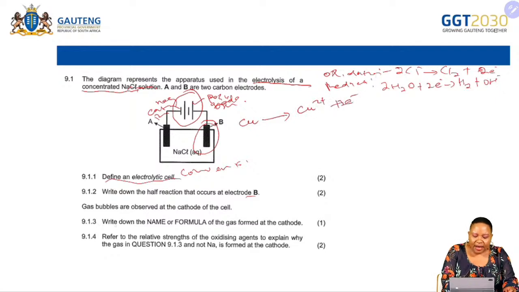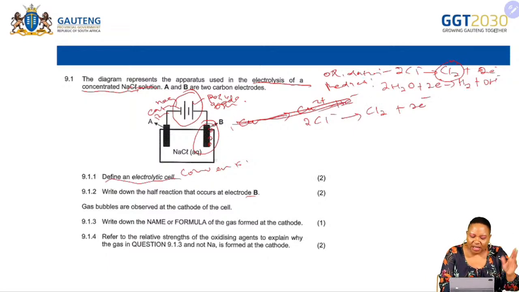And then write down the name or formula of a gas formed at cathode. At the cathode, there are two gases that will be formed here. On this side, we know that we're going to form chlorine. Actually, I forgot, B is going to be 2Cl minus, giving us Cl2 plus 2 electrons. So we know that this one is incorrect. I was thinking about the refining of copper.